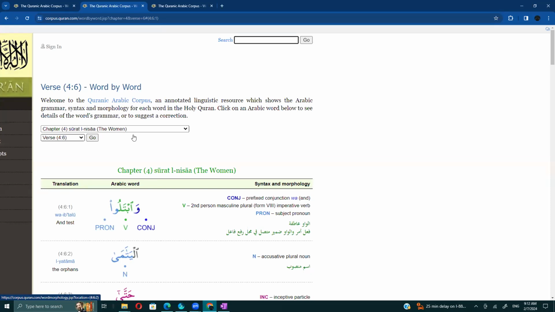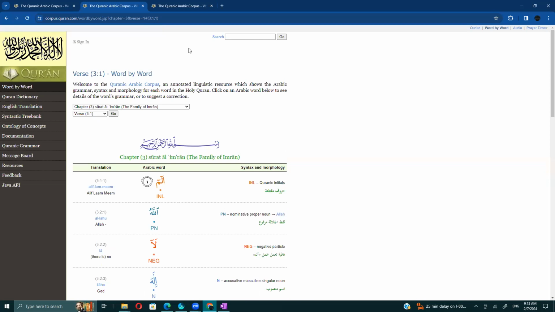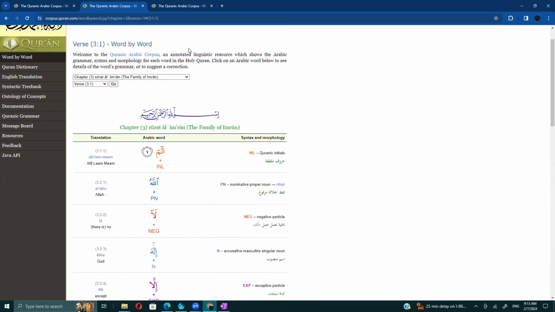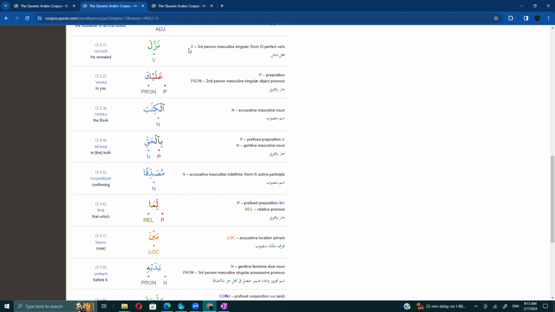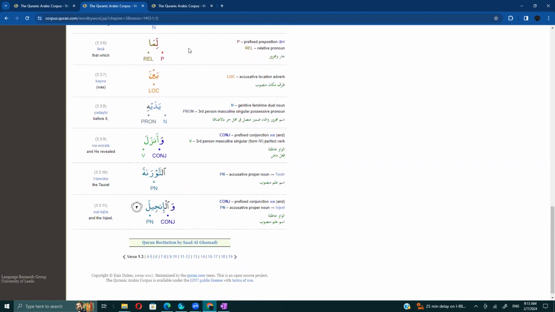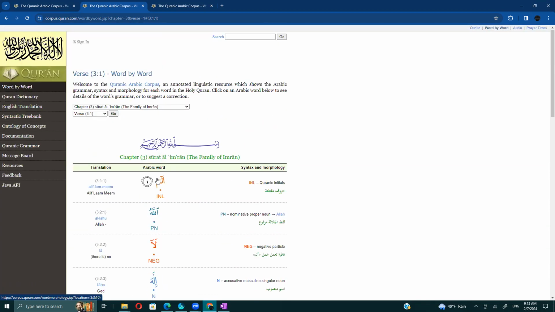What about Imran? Ale Imran. You say Ale Imran. Again, Mabni? Imran. Never saw Imran. Imrana only. What about Taurat and Injil? Taurat, Mabni maybe. So do the homework. Like subhanallah, it's fun. Just open any surah and any ayahs, and you'll find it interesting if it is mabni or mu'arrab.